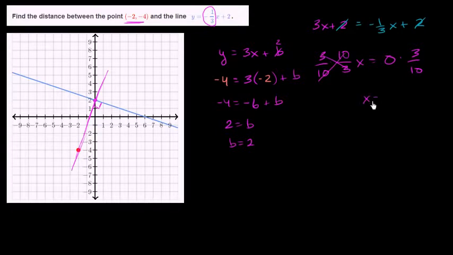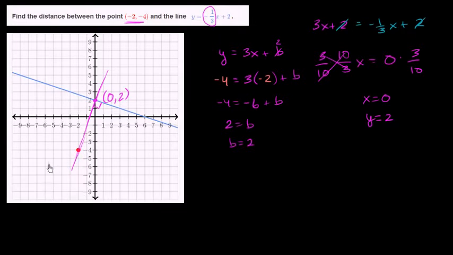you get x is equal to 0. So these two lines intersect when x is equal to 0. For both of them, when x is equal to 0, y is equal to 2. But you could have eyeballed it here. You could have seen that both of their y-intercepts, which happens when x is equal to 0, y is equal to 2. So this point right over here is the point 0, 2.